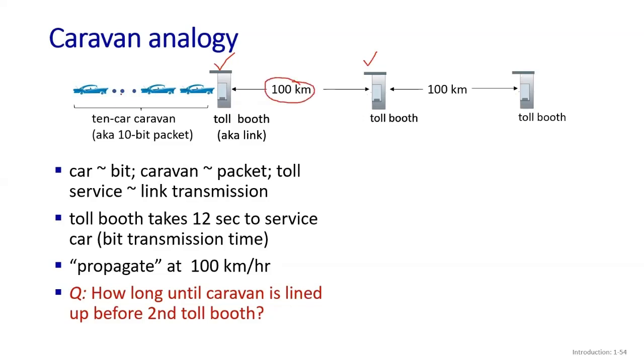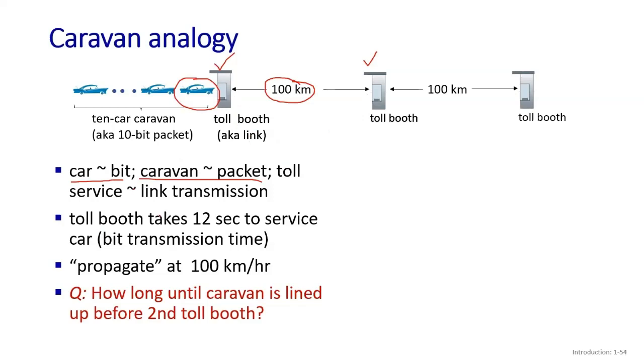So you can think of this whole caravan as a packet, and you can assume each one of the cars as a bit. You can also think of the toll service as the link transmission.